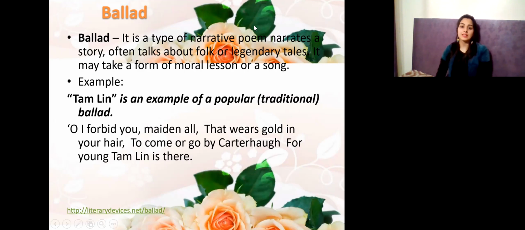Like Tamlin is an example of a popular traditional ballad, very popular, very good. If you don't know about it, you can type Tamlin on Google and see that. Oh, I forbid you, maidens all, that wear gold in your hair, to come or go by Carterhaugh, for young Tamlin is there. So you can see it is describing gold hair, right? So it's describing something like a story, and it mostly describes legendary people, tales, and all.